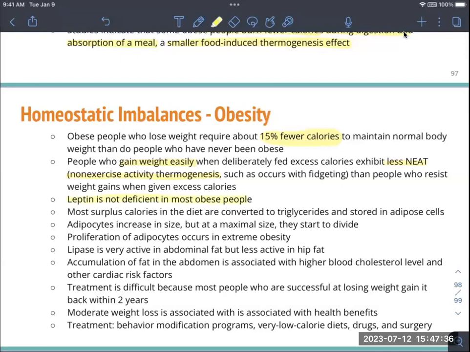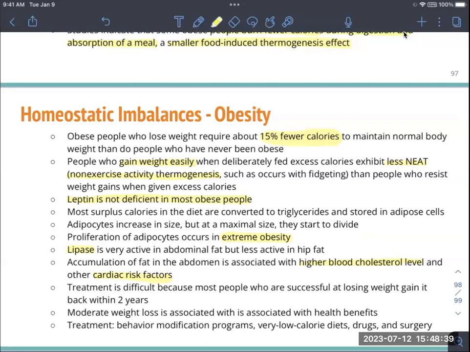So leptin is not deficient in most obese people. Most of a surplus, too many calories that get converted to triglycerides and stored in those adipose cells. Those adipocytes increase in size. When they reach their maximum size, they start to divide and create more adipose cells. So as these adipocytes proliferate, continue to divide, this can occur in extreme obesity. Lipase, an enzyme for fats, is active in the abdomen, but it's less active in hip fat. So this accumulation of fat in the abdomen brings on higher blood cholesterol levels. It brings on other cardiac risks.